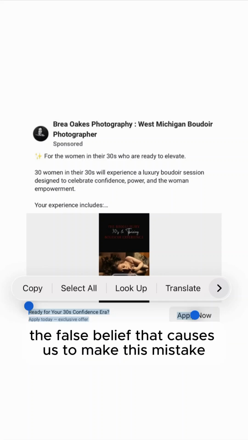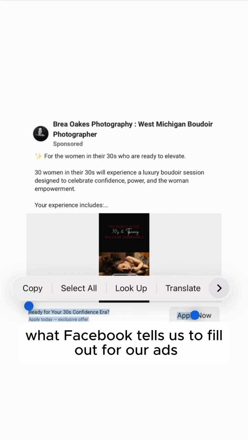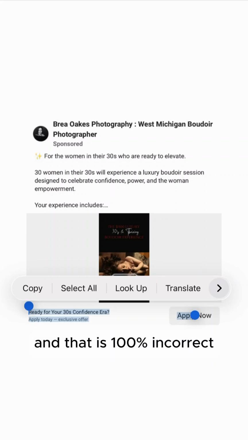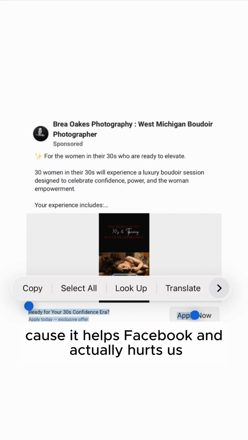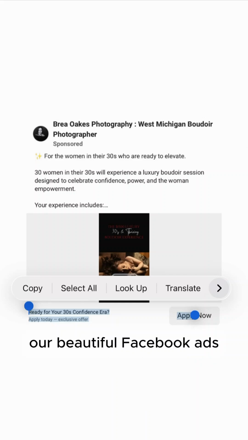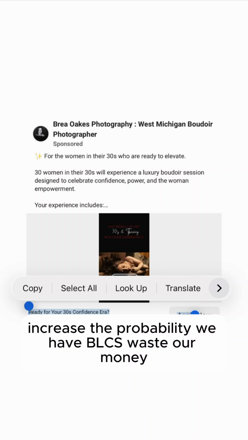The false belief that caused us to make this mistake is that we trust what Facebook tells us to fill out for our ads, when the ad fill out process is what we should fill out for our ads. And that is 100% incorrect. Facebook recommends those things because it helps Facebook and actually hurts us. That's right, it hurts us. Causes more women to scroll by our Boudoir Facebook ads, pulls our unique CTR under 6%, increases the probability we have BLCS, wastes our money.